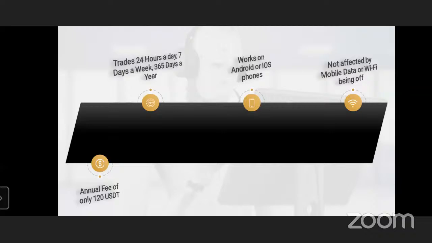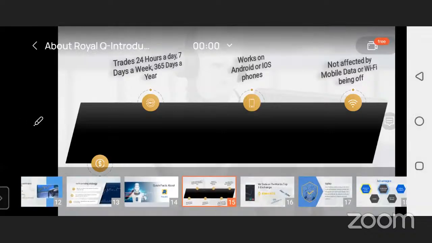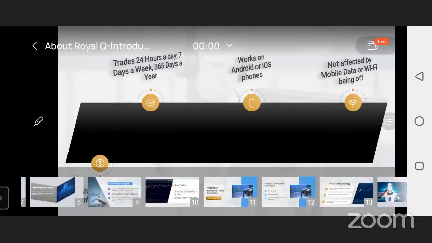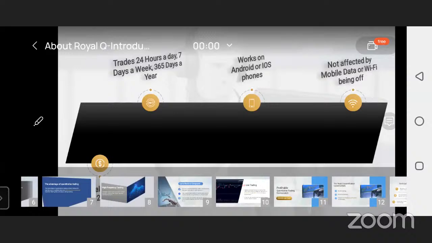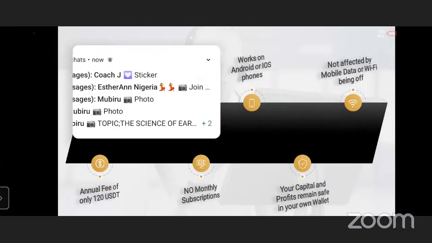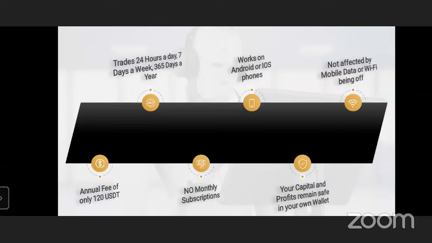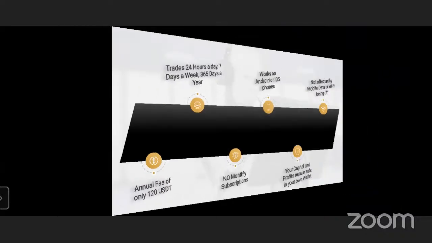Now after you have the app, the next responsibility, like I'm about to say, is for you to understand that there is no monthly subscription. There is no extra money you need to pay for the bot to keep doing work for you. Only 120. But most sweeter, you will put your capital in your own wallet. So the capital and the profits will remain in your wallet.